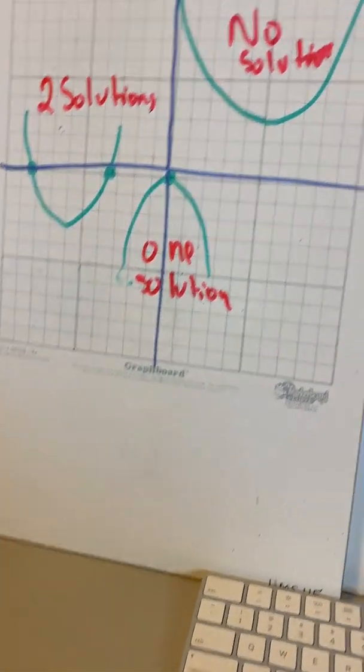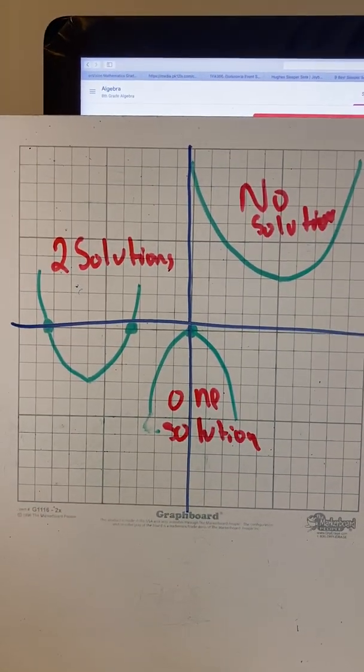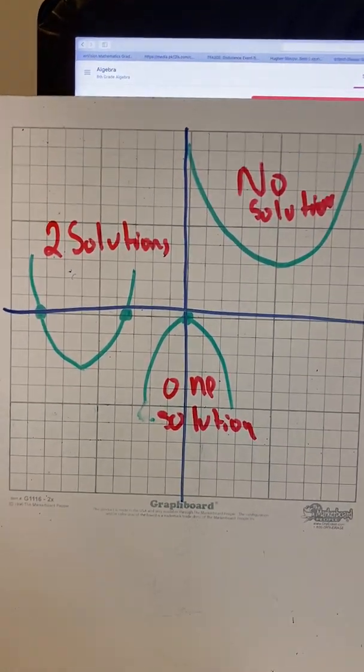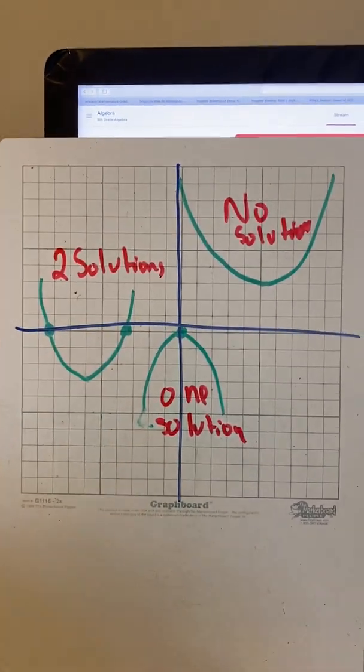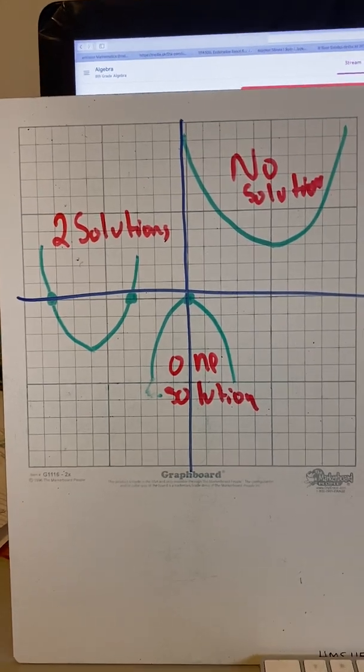Hey, algebra. We're going to talk about the parabolic curves and the different solutions for them. The biggest thing that we're looking at is that you need to know the three different types of solutions and the three graphs that go with them. Now, they don't all have to be opening up or down. I just made drawings of them this way just to be able to show you.